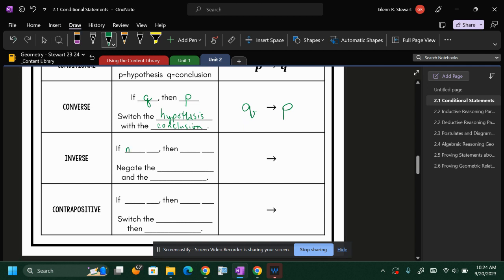And then we've got some different types of negations here. The inverse is the if not P, then not Q. So we negate the hypothesis and the conclusion. So we use that not symbol. So not P, not Q. And then we could also do the not converse, essentially. We call that the contrapositive. So if not Q, then not P. So we switch the order, and then we negate it.